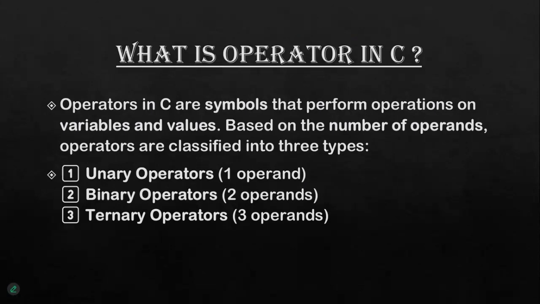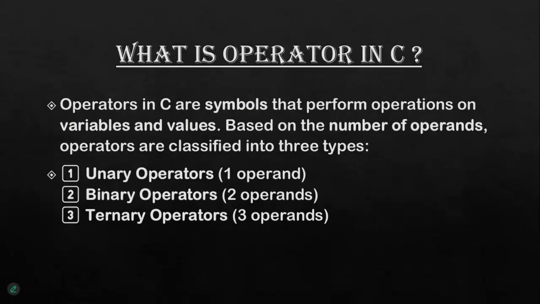Based on the number of operands, operators are classified into three types. The first type is unary operator, the second is binary operator, and the third is ternary operator. In a unary operator, we use only one operand, but in binary, two operands, and in ternary, three operands. So these are the types of operators. Operators in C are the symbols that perform operations on variables and values, and the types are unary, binary, and ternary.